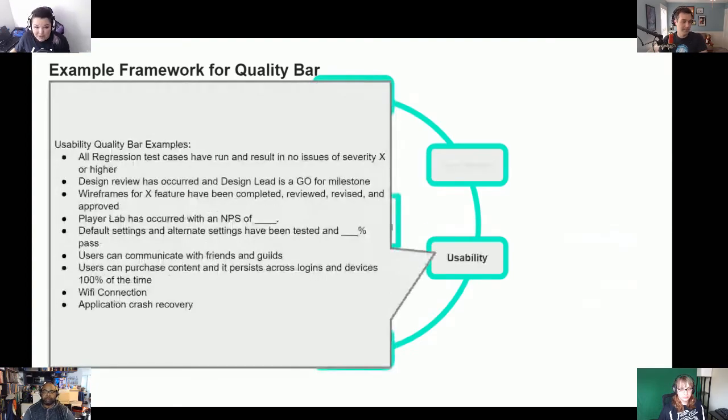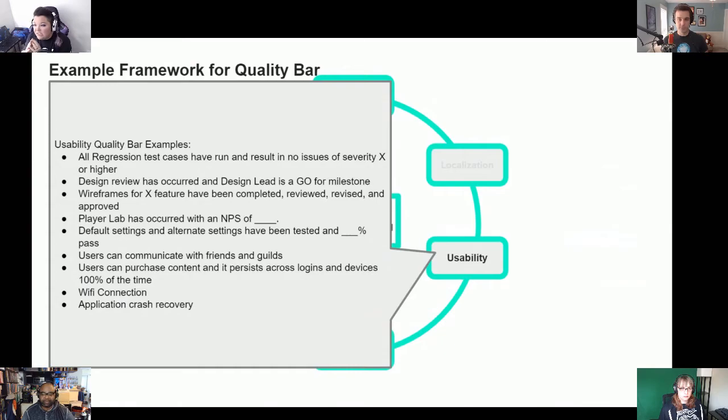Next up is usability. I think this is one where QA really loves. We tend to favor this one a whole lot. Totally understandable, right? We think about regression test cases. So all regression test cases have run and result in no issues of severity X or higher. Why is that usability? Because if you have severity X or higher, severity, not priority, this is different from functionality. Severity is the usability of the system for the user. So we really need to take the usability side.